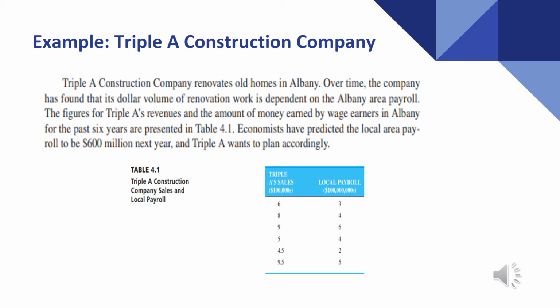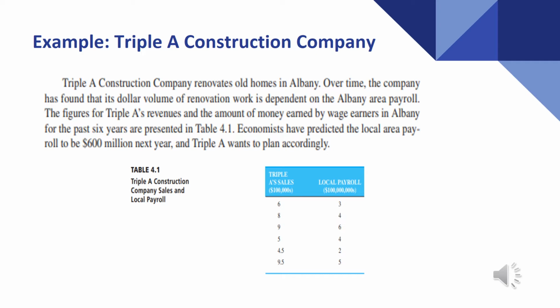So all throughout the discussion of regression analysis, we will use the example of AAA Construction Company. AAA Construction Company renovates old homes in Albany. Over time, the company has found that its dollar volume of renovation work is dependent on the Albany area payroll. So the figures for AAA's revenues and the amount of money earned by wage earners in Albany for the past 6 years are presented below. Economists have predicted the local area payroll to be $600 million next year, and AAA wants to plan accordingly.